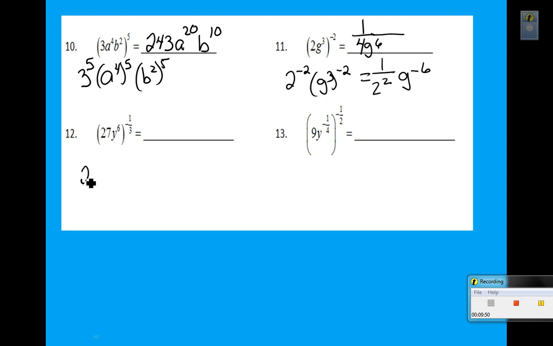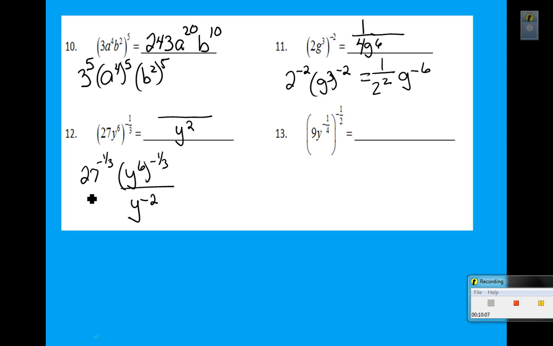I need to take 27 to the negative 1/3 times y to the 6th to the negative 1/3. Well, this part gives me y to the negative second. So I know so far I've got y squared on the bottom. That part I know. Now we got to toy with this 27 to the negative 1/3.